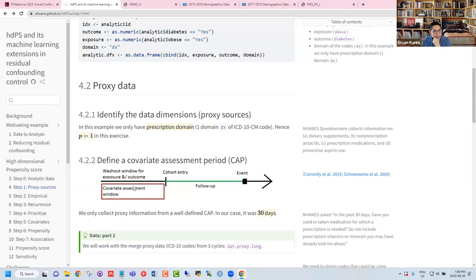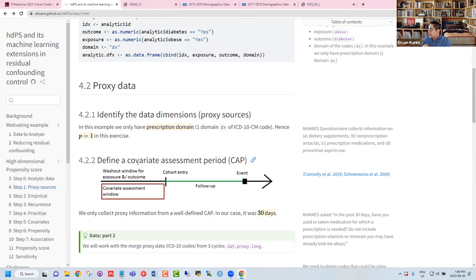So we know that they were coming before the BMI measurements, right? So in that way, we have made sure that the proxy information is not after the exposure. And this is something that is known as the covariate assessment period in the high dimensional propensity score terminology.